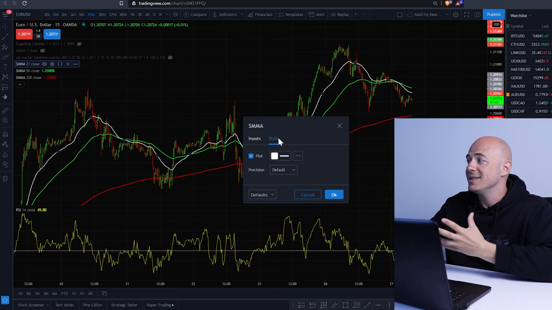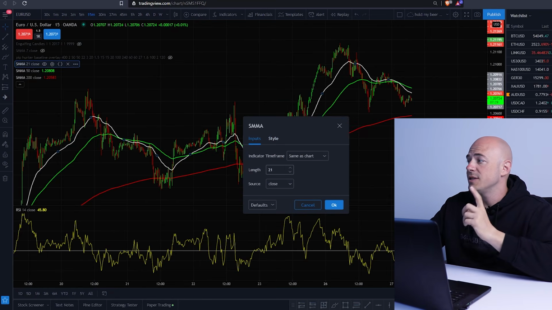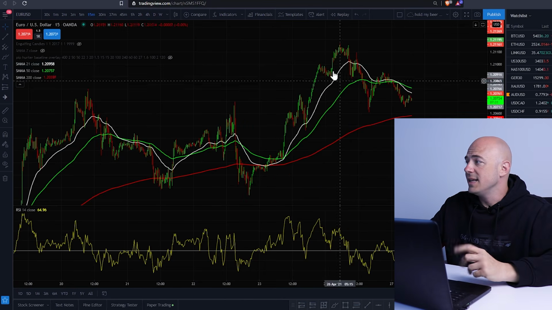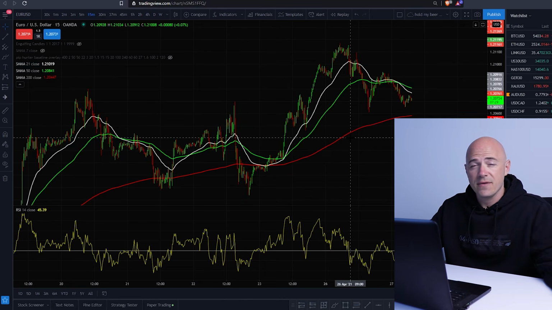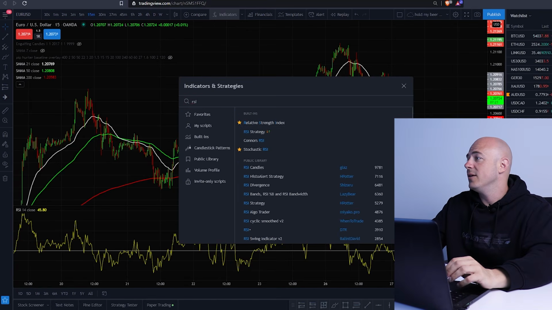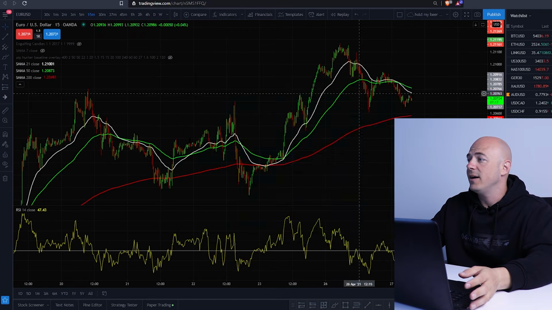Then just adjust the settings by changing the inputs to the first one 21, the next one 50, the next one 200. That's gonna give you these 3 lines here. You can make them whatever color you want. The next thing you're gonna wanna do is add an RSI. So just type in RSI and it's again a built-in relative strength index. Add that onto your chart.